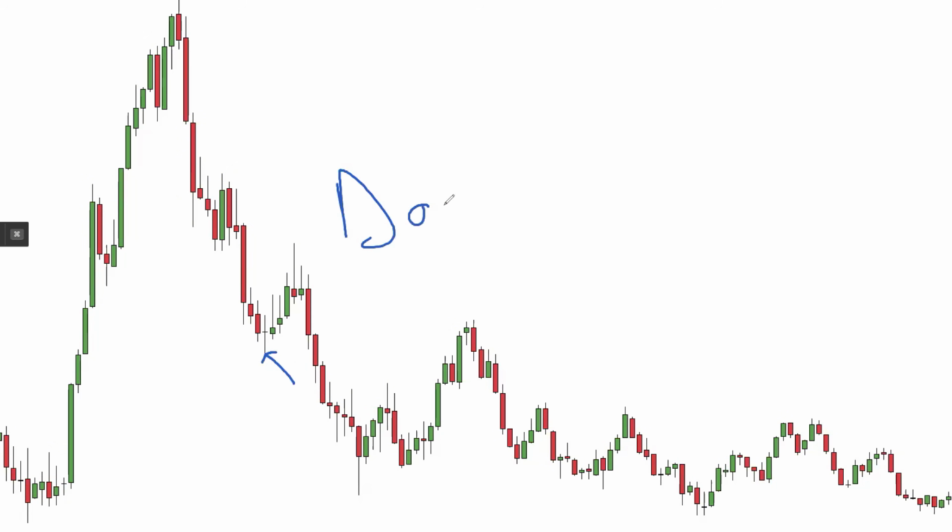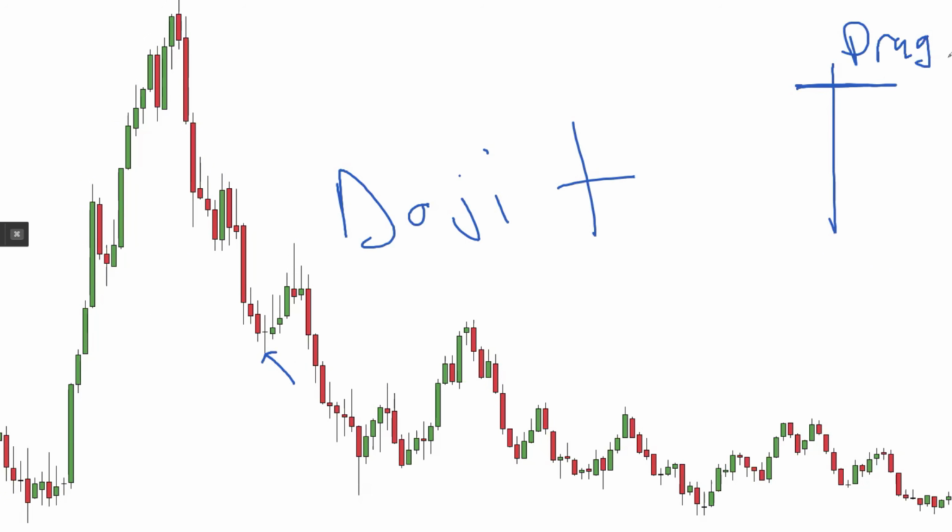This is actually called a doji candle, a candlestick that looks like this. If it looks like this, with the line more towards the top, that is what we call a dragonfly candle. I'm probably totally misspelling this. Or if it looks like this, it's what we call a gravestone doji candle. But at the end of the day, they are all just indecisive candles.